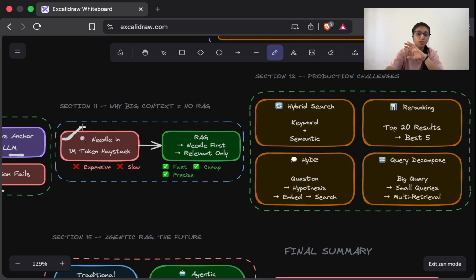LLMs face the exact same problem. As context grows, retrieving the specific piece of information becomes harder. RAG solves this by finding the needle first and then showing it to the model. Instead of giving the model the entire haystack, it only receives the information that matters.